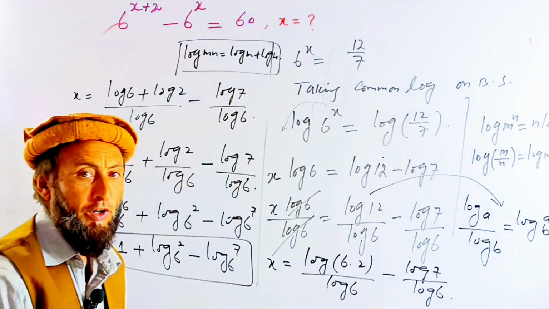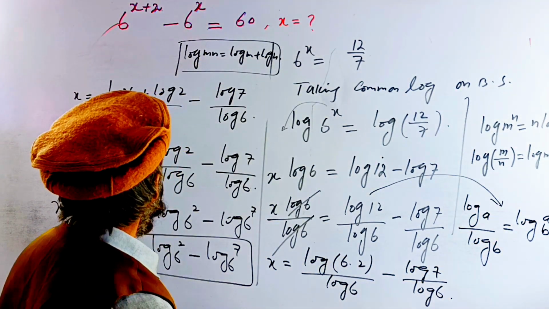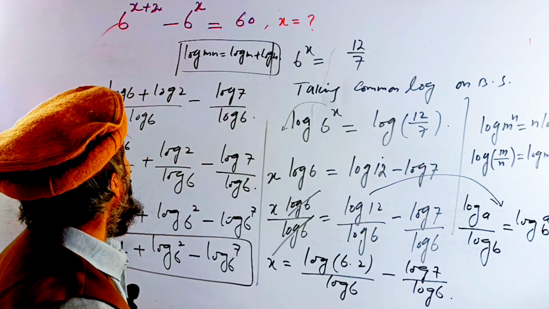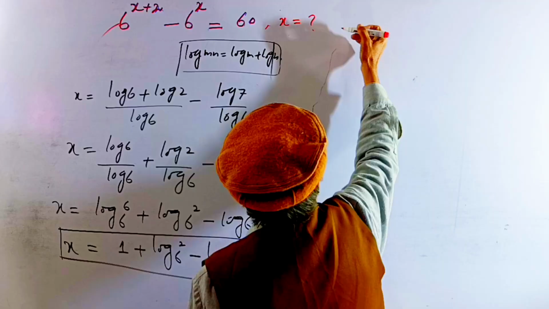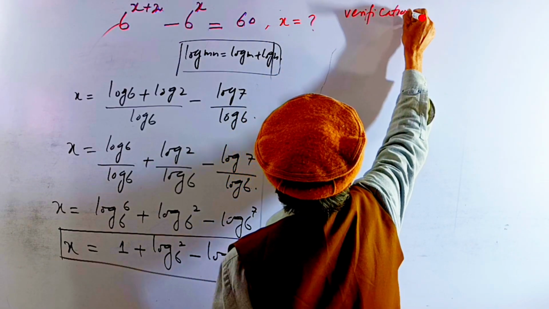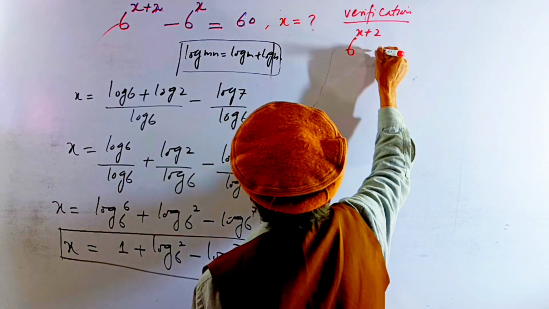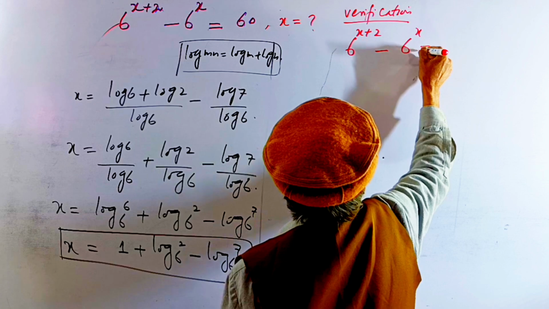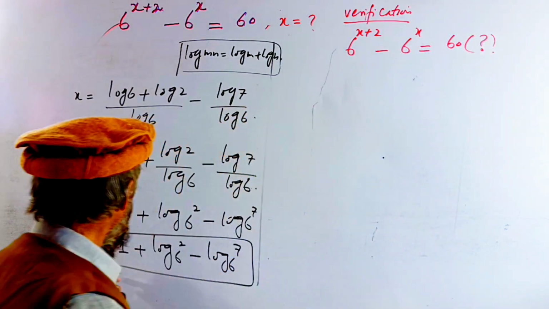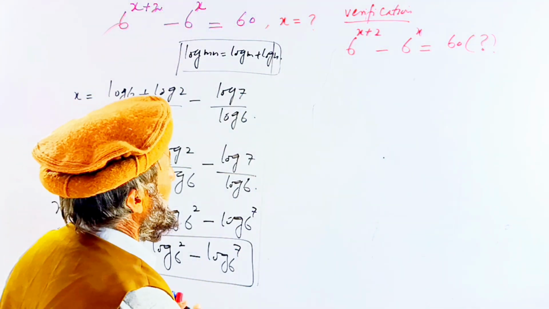Now we want to verify this answer, so we will get 60 or not. First of all, we consider the term 6 power x plus 2 minus 6 power x. Verification: 6 power x plus 2 minus 6 power x is equal to 60. That is our question. So for our answer, we substitute this value in the place of x. We will get the answer.